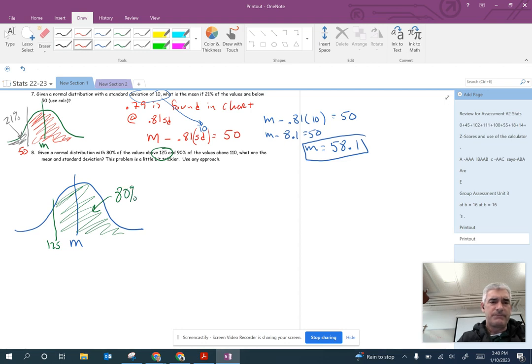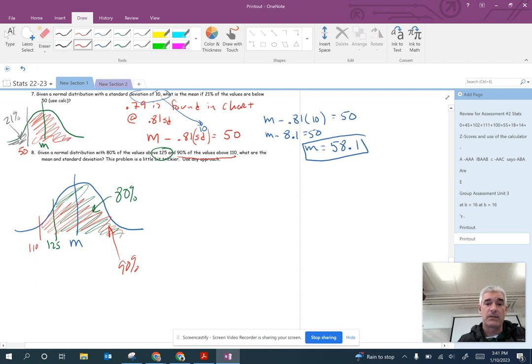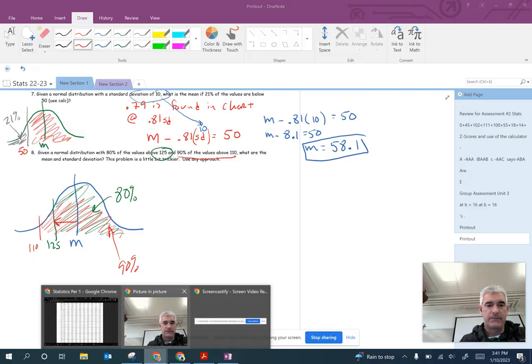So similarly, they tell me 90% of the values are above 110. So I know 110's got to be over here, and then this is 90% of the values, and that's 110. All right, so I'm going to use the chart at this point. So what I want to know is, if 80% of the values are above 125, how many standard deviations away is 125?